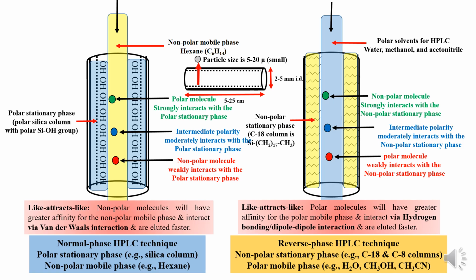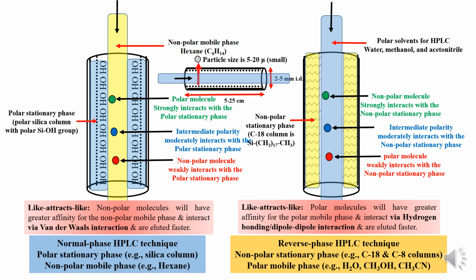And the stationary phase, the small particle size, is packed tightly into the column. So all three factors, small particle size, tight packing of the stationary phase, as well as the narrow column, operate together and offer a greater resistance to the flow of the mobile phase.